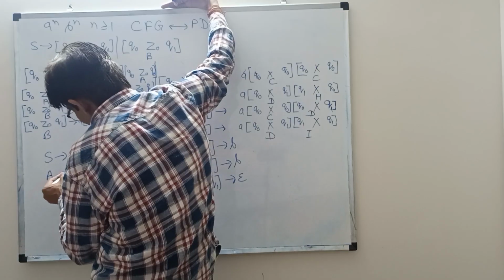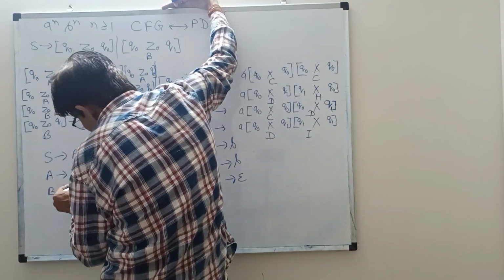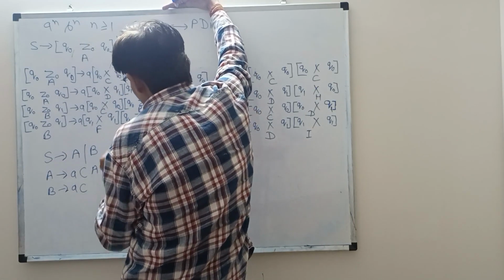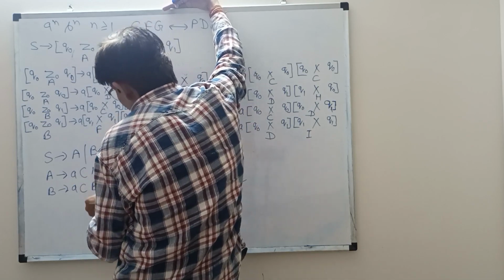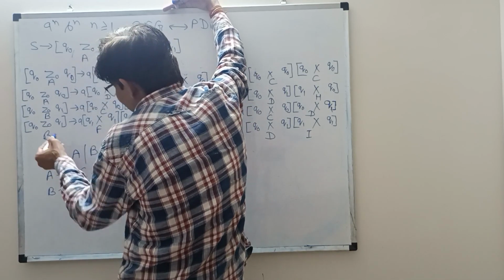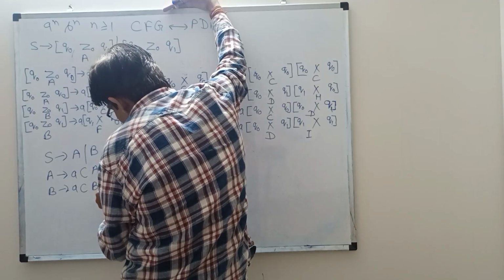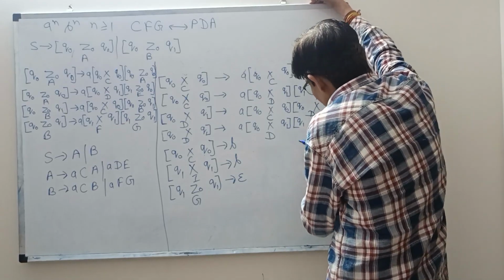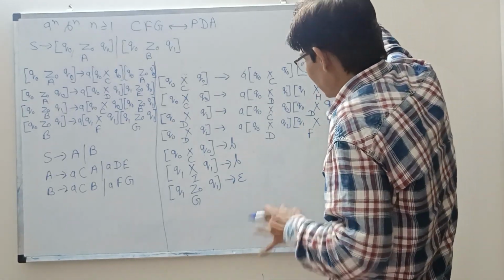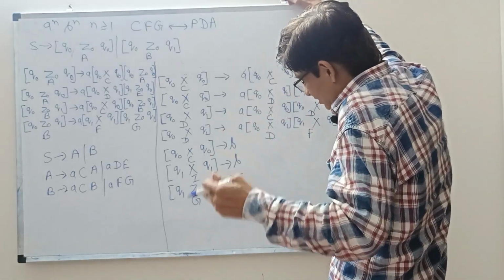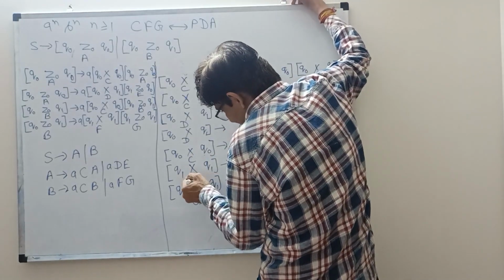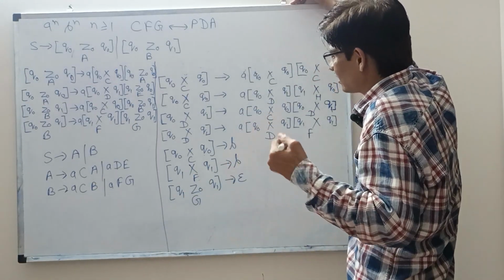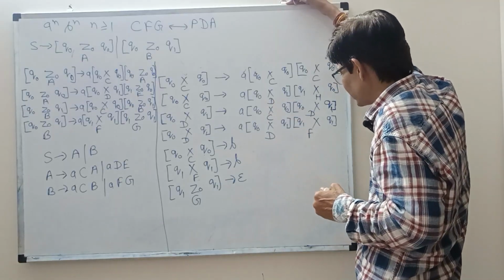Then we have production of B. B gives A, then C, and then B. Then we have one more production of B as small a, capital F, capital G. So we have F here. Friends, you can check. I have shown you the process. Now you can do it, very carefully, right?